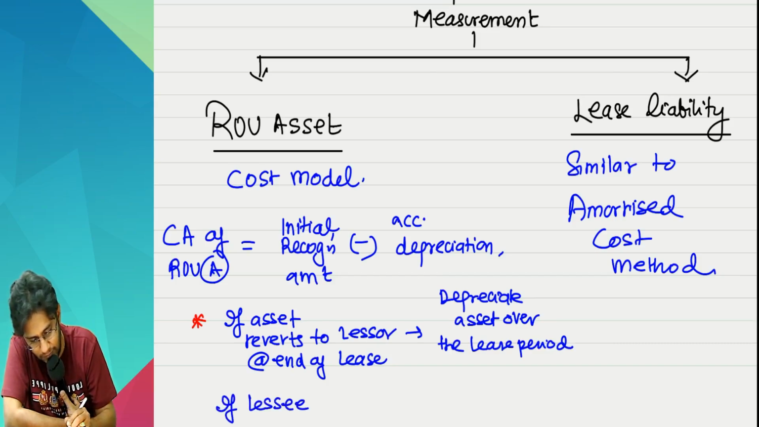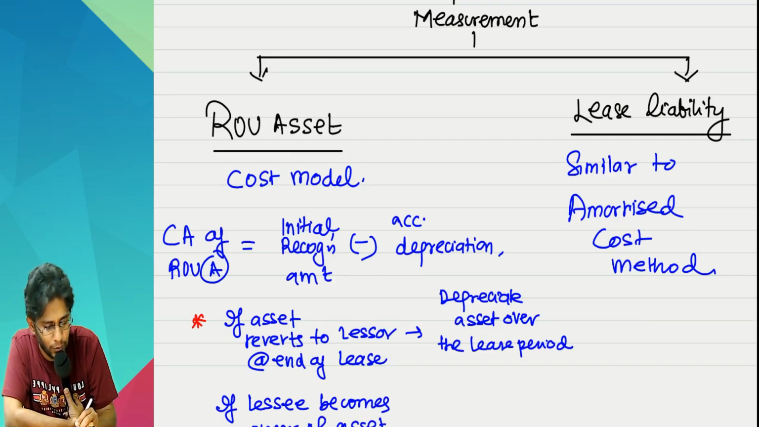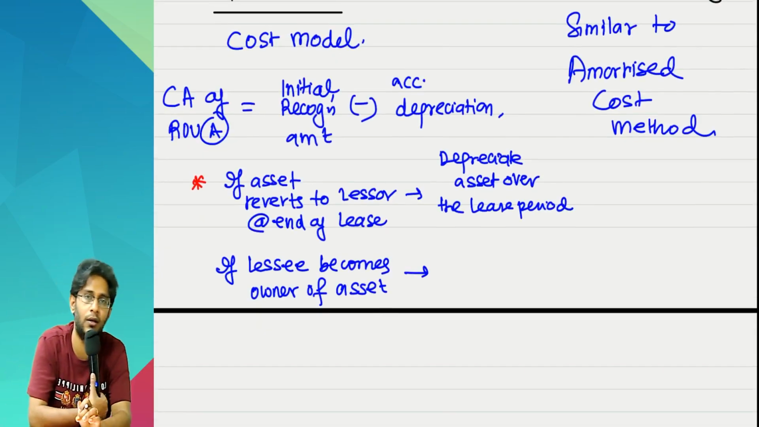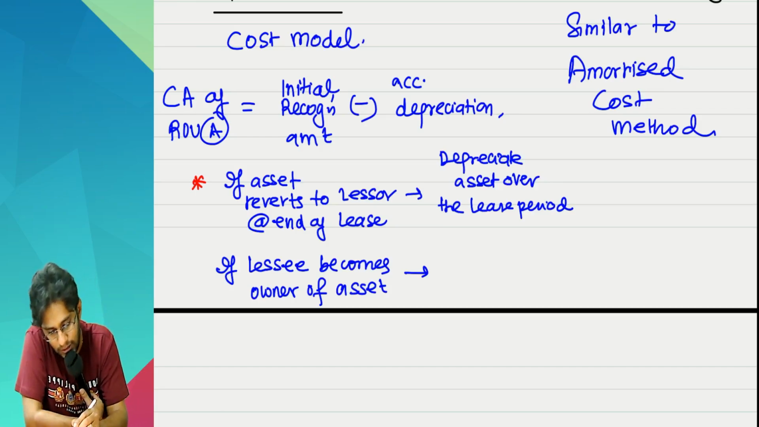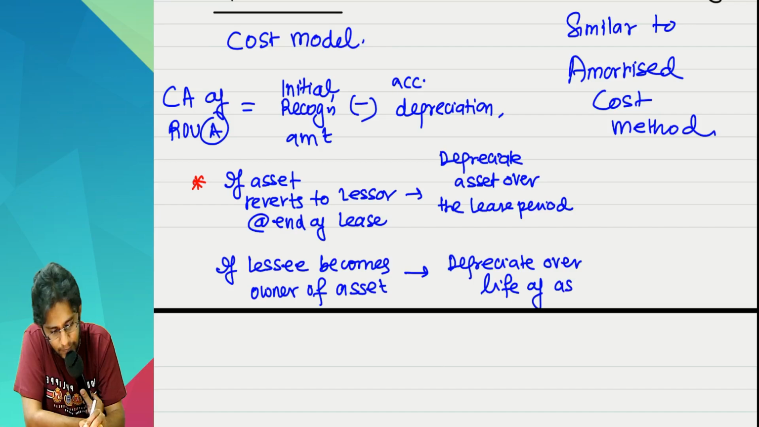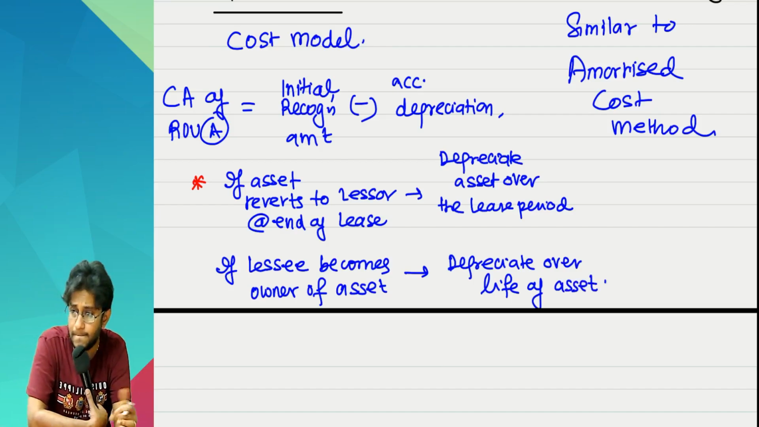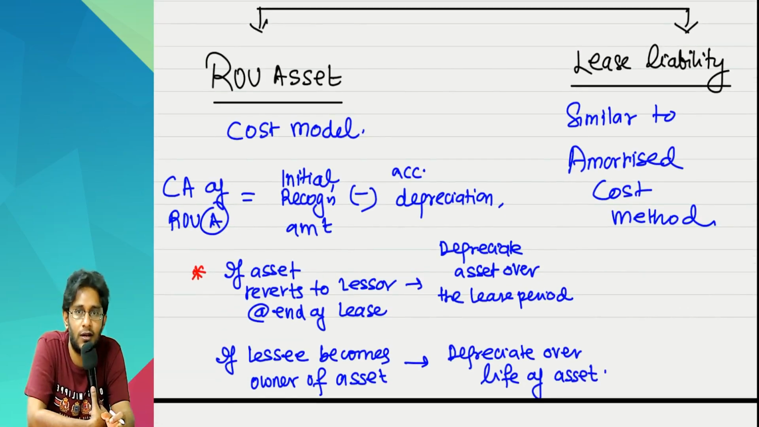If the lessee becomes the owner of the asset, why will he become the owner? In some cases, naturally, once you pay lease installments for 10 years, ownership is automatically transferred. In that case, you will become the owner. Or there is an option to buy and you are reasonably certain to exercise that option. In that case also you will become the owner. In that case, depreciate over the life of the asset. That's it, sir. Lessee accounting is over.